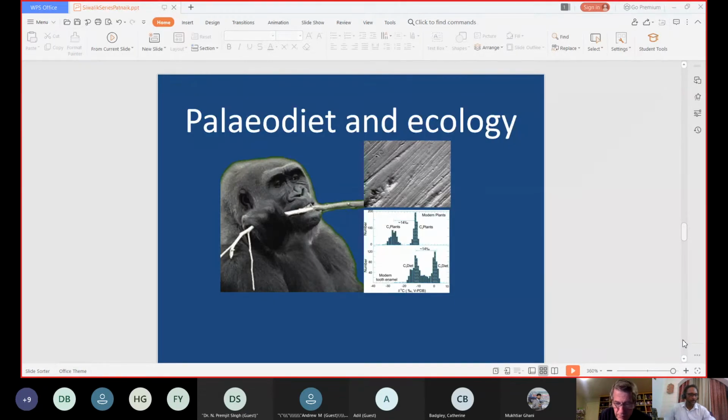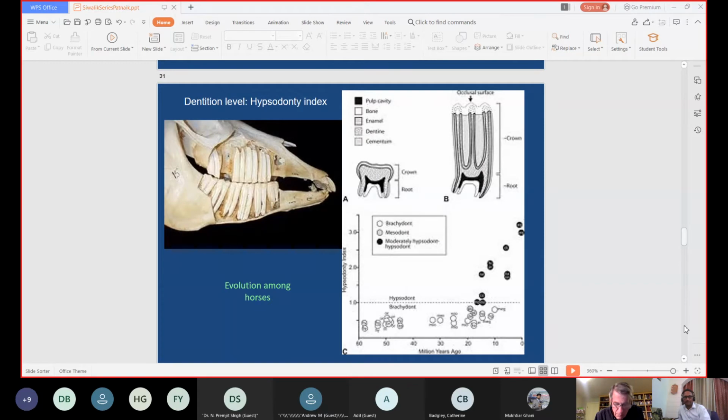Now coming to paleo diet and ecology, which I have been looking at for quite some time now. What we did was we looked at microwear and stable isotopes, and in some cases hypsodonty as well, to find out what kind of diet these mammals had in the past. Hypsodonty is very well represented in evolutionary lineages of horses, where brachydont horses lived in the forests, and as the ecological condition changed from forests to grasslands, the hypsodonty index increased, the crown height increased.